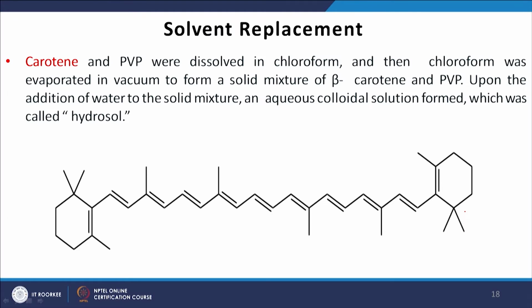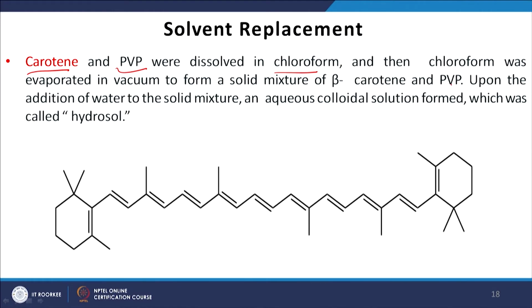Okay. So, first is the solvent replacement. Beta carotene and PVP were dissolved in chloroform, and then chloroform was evaporated in vacuum to form a solid mixture of beta carotene and PVP. So, basically we have taken beta carotene and PVP, these two have been dissolved in chloroform, and chloroform was allowed to evaporate. Chloroform has a boiling point of 65 degree centigrade. So, if you leave the chloroform in the ambient atmosphere, it will slowly evaporate and leave the system. So, what will happen, it will form a solid mixture of beta carotene and PVP.